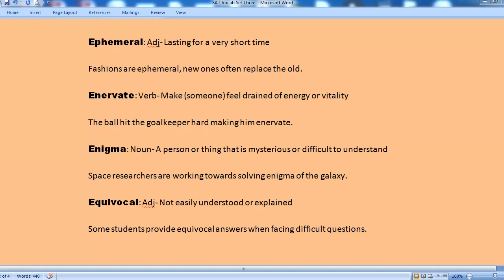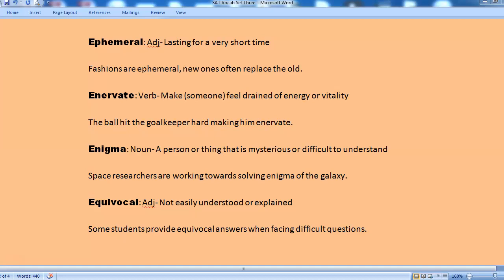Enervate. Enervate is a verb and it means make someone feel drained of energy or vitality. The ball hit the goalkeeper hard, making him enervated. Or in any sport, if someone gets hit hard for a moment, they may become enervated. That is, they might feel as if the energy is drained.